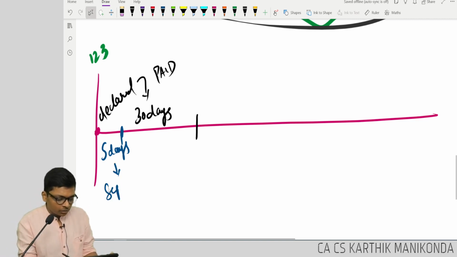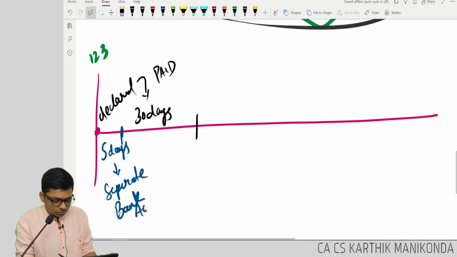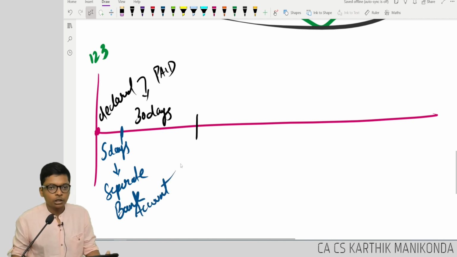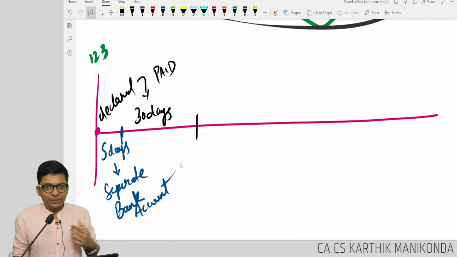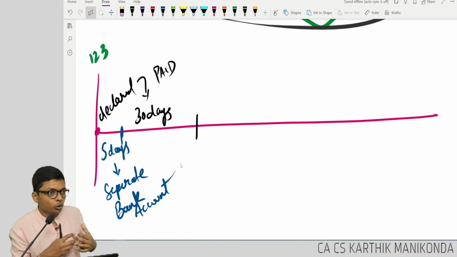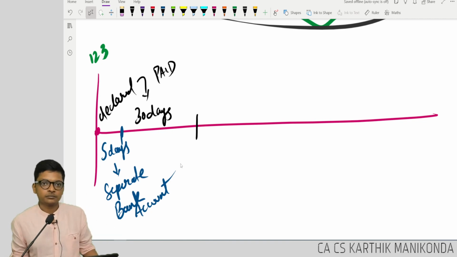So the law says once you declare, within 5 days you have to transfer that dividend money to a separate bank account. Are you following, guys? Are you understanding? See, I am trying to connect every provision with common sense, with what we do day to day. Why is it like this? Are you understanding, guys?